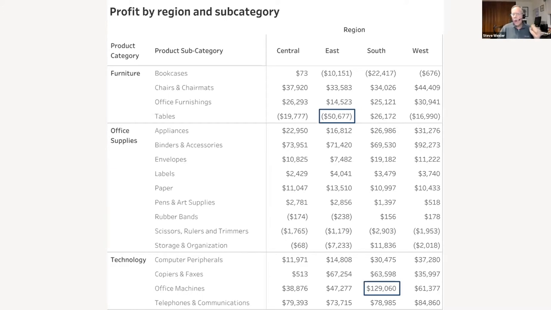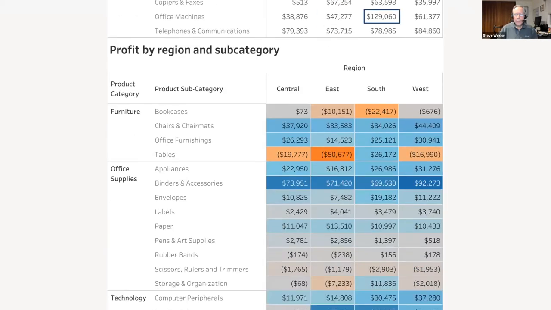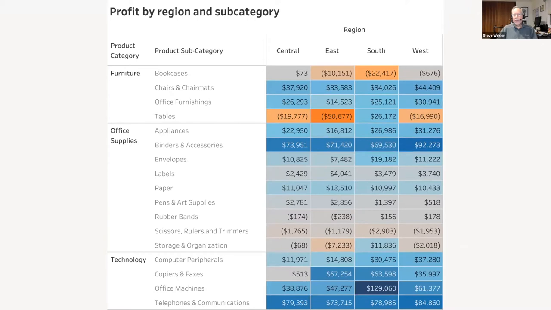Well, if I make one slick formatting change to this, I can make it so that people at the back of the room who can't even read the numbers can know exactly where things are doing well. Color code the cells. This is called a highlight table. It's a text table, but the cells are color-coded.